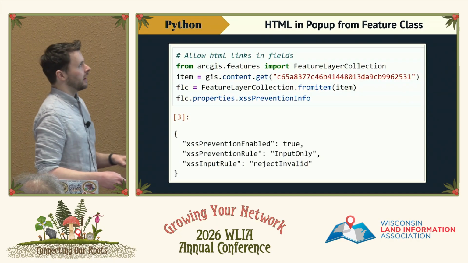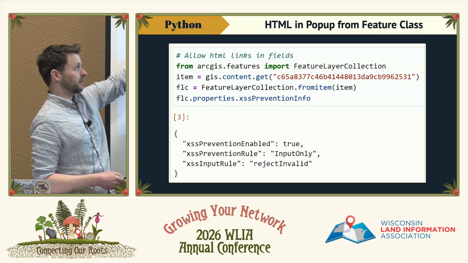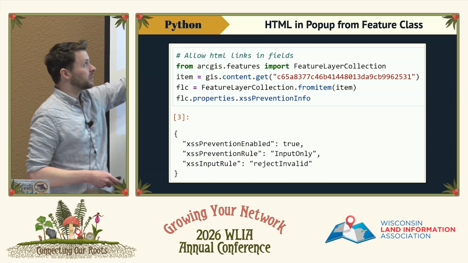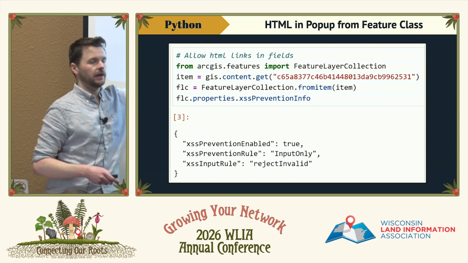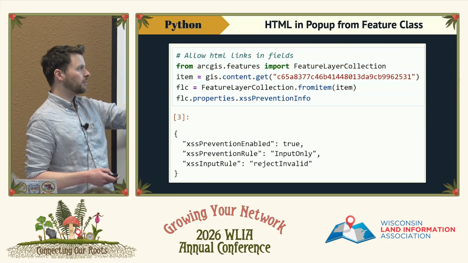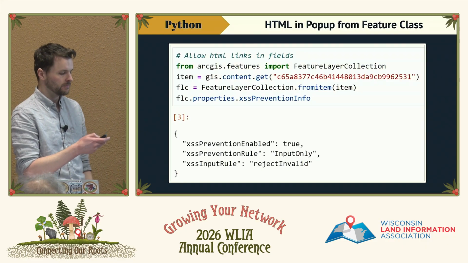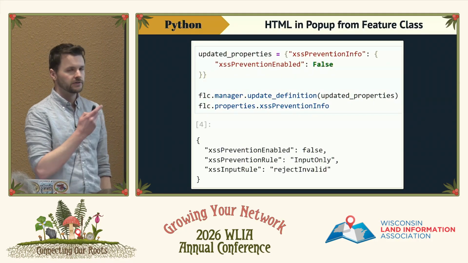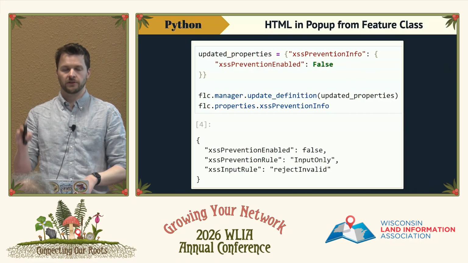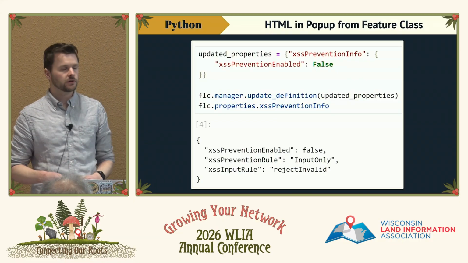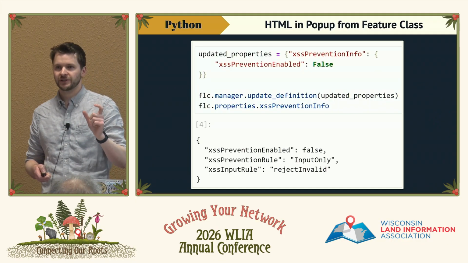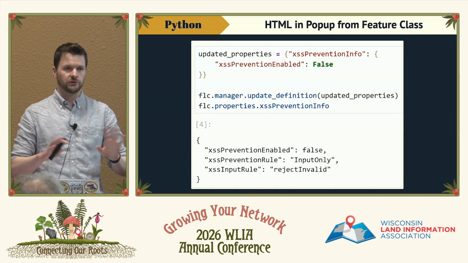Turns out there is. If you hop into your feature layer collection, so this is Python, I'm going to have to kind of just talk over it, you don't have to know the specifics. We go into the properties of that feature layer collection. There's actually a property called XSS prevention info, and we have a key value pair here of prevention enabled. It was set to true. So what happens if we set that to false? Turns out you set that to false, and suddenly that sanitizer looks at the stuff that you're putting in and goes, no, it's fine, you're good to go. So we were able to just change one value in our definition, and suddenly it would accept our links without having to do any sanitization.